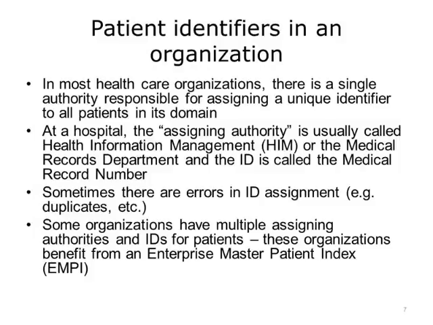Sometimes there can be errors in assignment, such as duplicate IDs, or IDs assigned to the wrong person. Errors can happen within just one assigning authority. A bigger enterprise might include several hospitals, care facilities, and/or physicians' groups. One example might be an accountable care organization, or ACO.